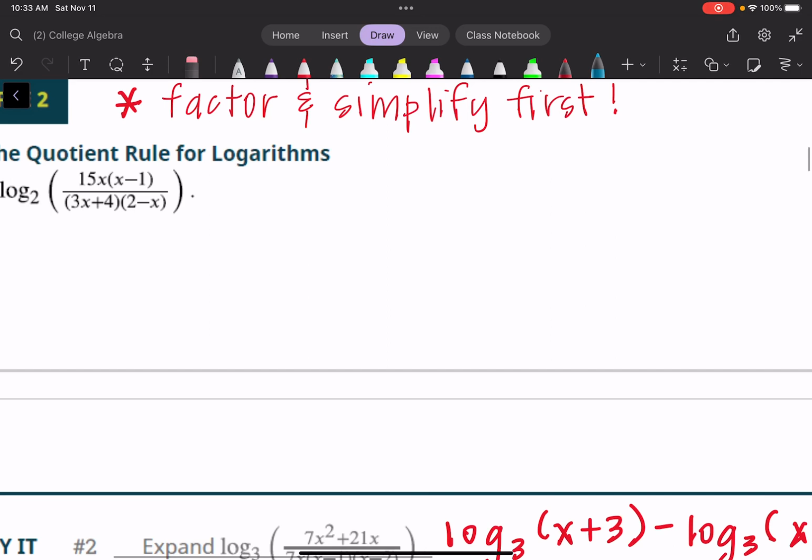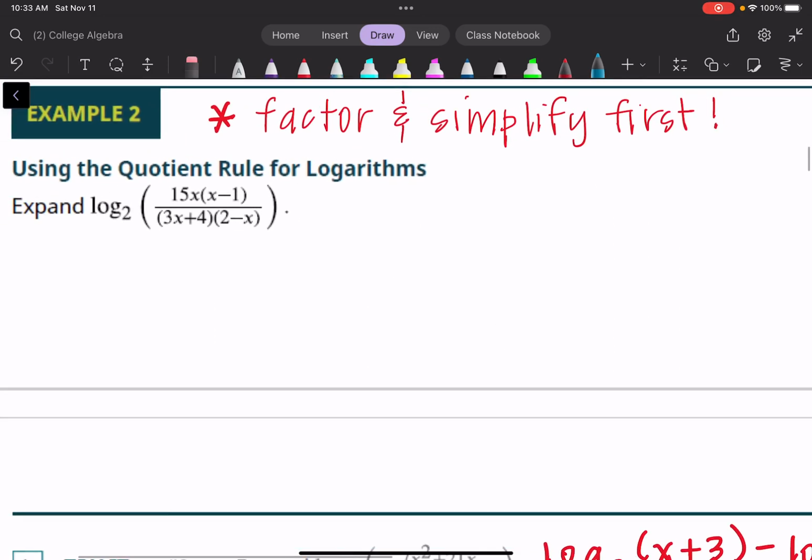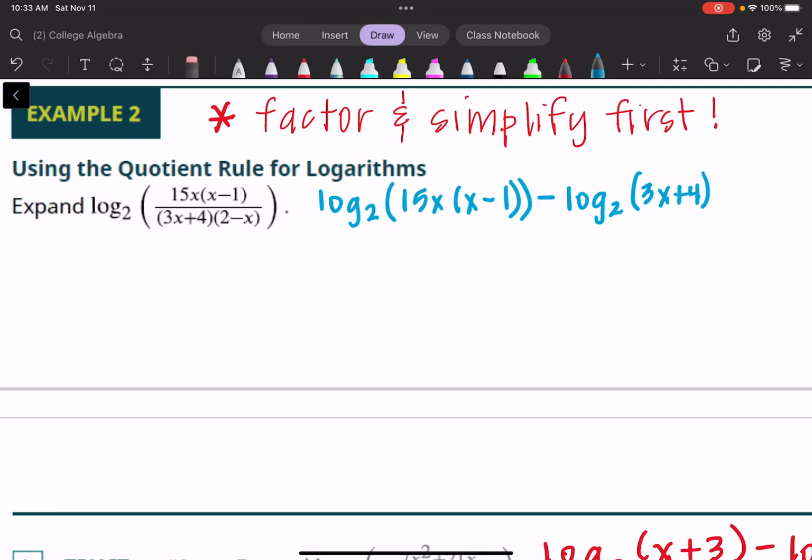And the first thing I'm going to do is apply that quotient rule. Log base 2 of the numerator, 15x, x minus 1, minus the log base 2 of the denominator, which would be 3x plus 4 and 2 minus x. Let's put some brackets around that so we know that that's one thing inside the logarithm. But now you can see that there's some product rule happening here that we'll need to continue with.